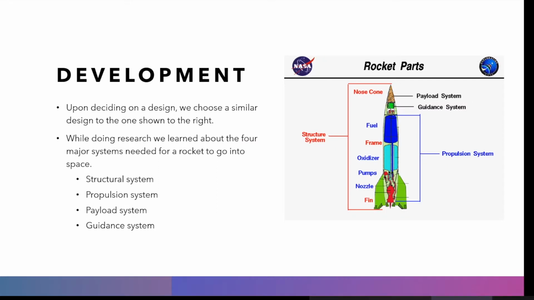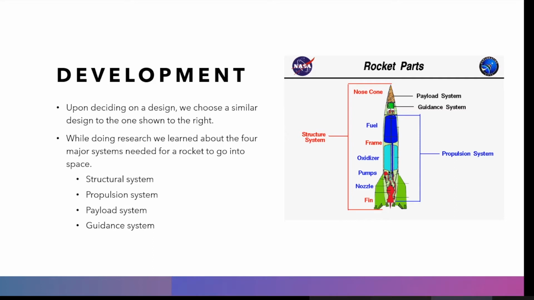So for the development of our rocket, upon deciding on a design, we chose a design similar to the one shown on the right. Here is one of the designs from NASA indicating all the rocket parts. These parts included the major systems needed for a rocket to go into space, which are the structural system, propulsion system, payload system, and guidance system.